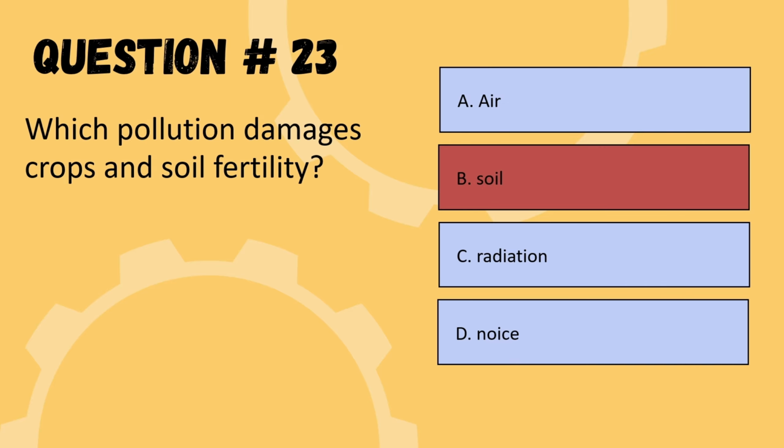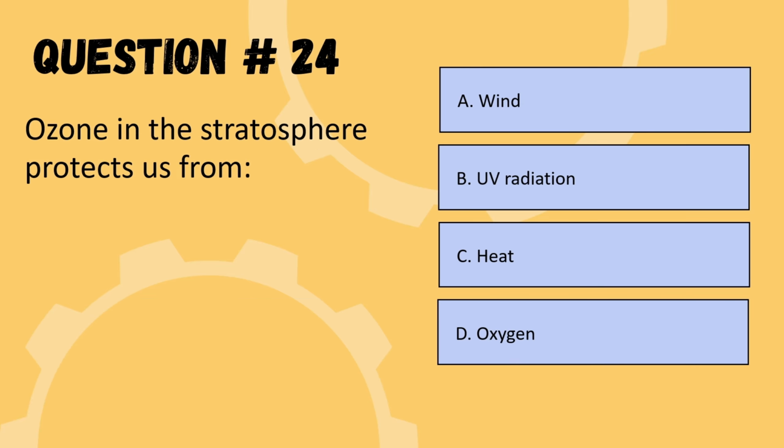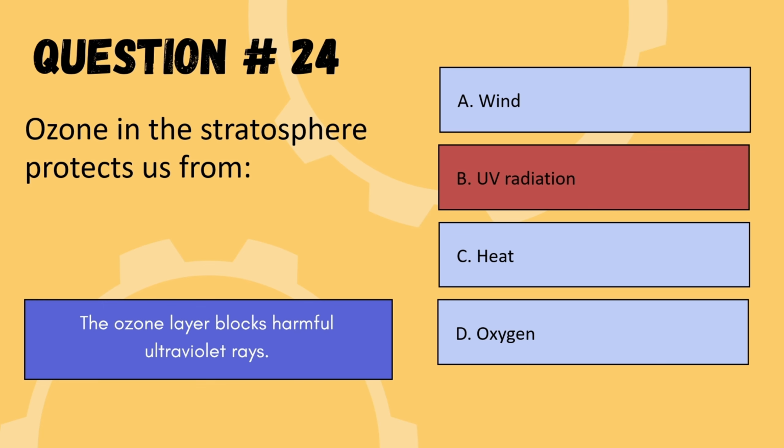So we are moving to the next question. Next question is, ozone in the stratosphere protects us from. Options are wind, UV radiation, heat, or oxygen. So the correct option is option B, UV radiation.